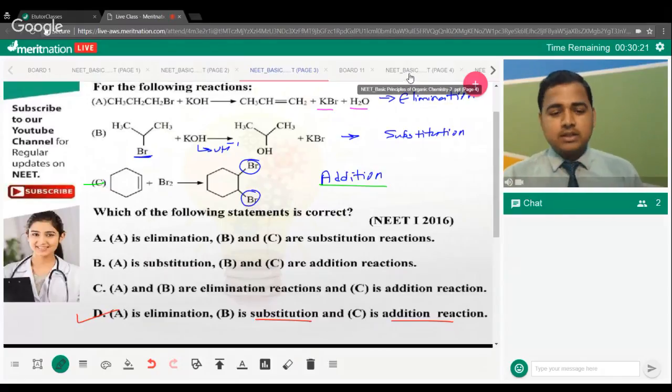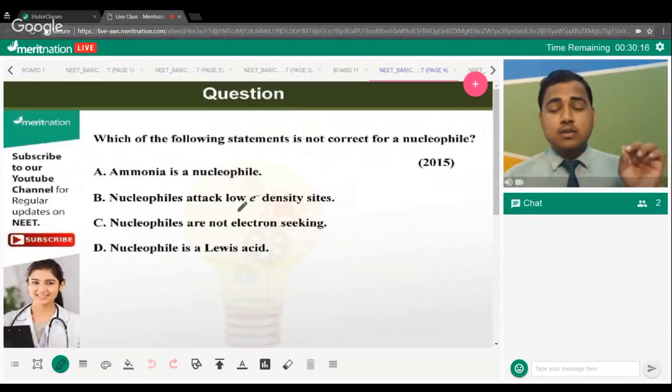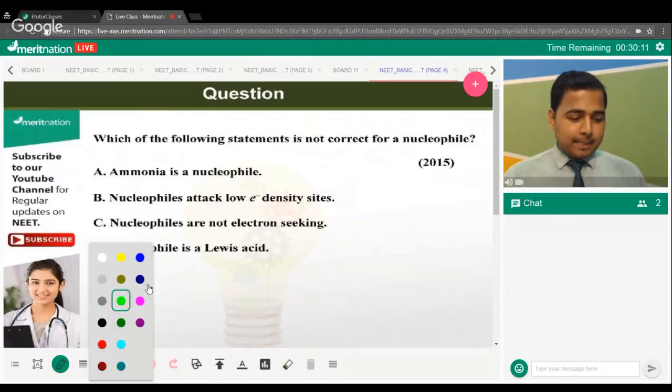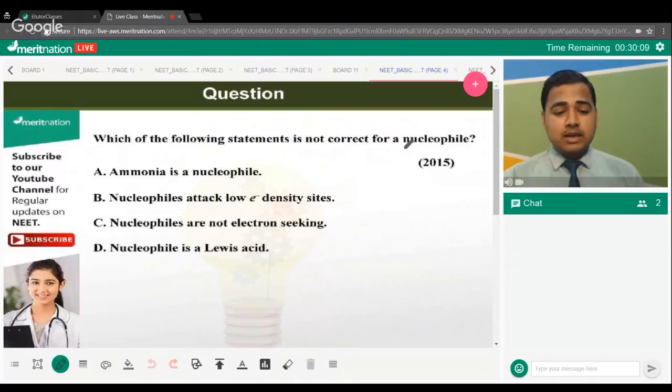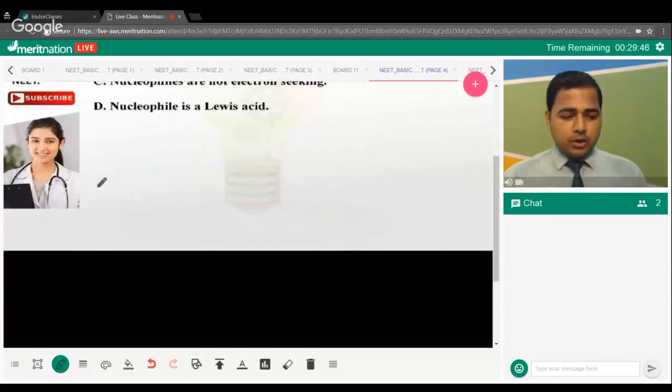Another question, another variety. Which of the following statements is not correct for nucleophile? The question is based on the nucleophile, and I think it is the easiest question in the world that had been asked by NEET in 2015. Not a very difficult question. Today we are going to collect all the similar concepts like nucleophile, electrophile, Lewis acid, Lewis bases. All these things we are going to connect together. First of all, I want to tell you the meaning of nucleophile.